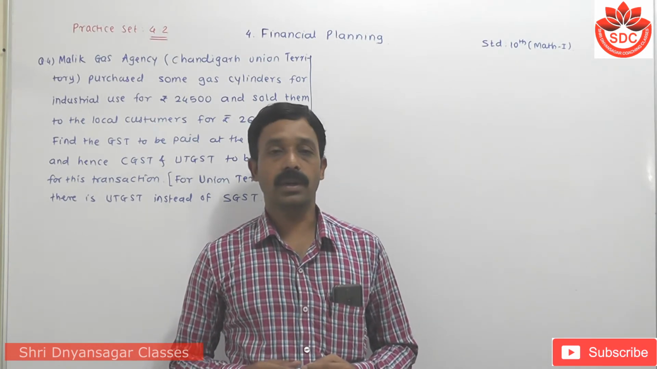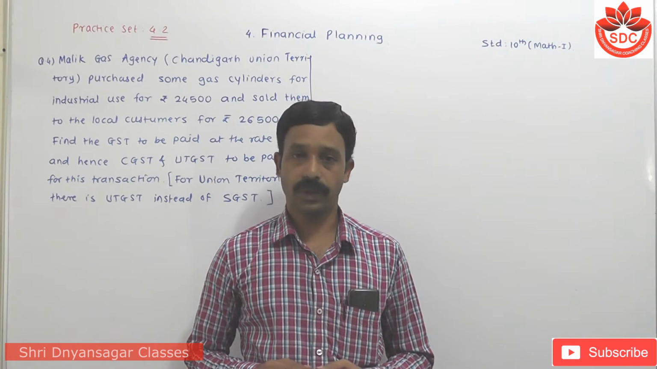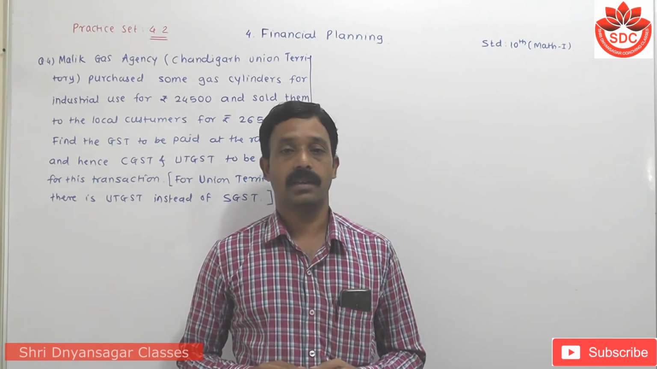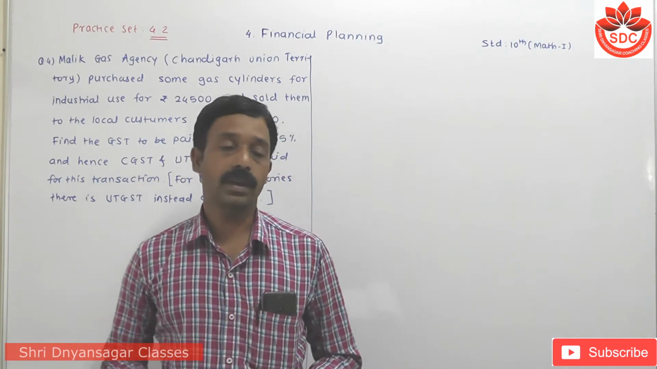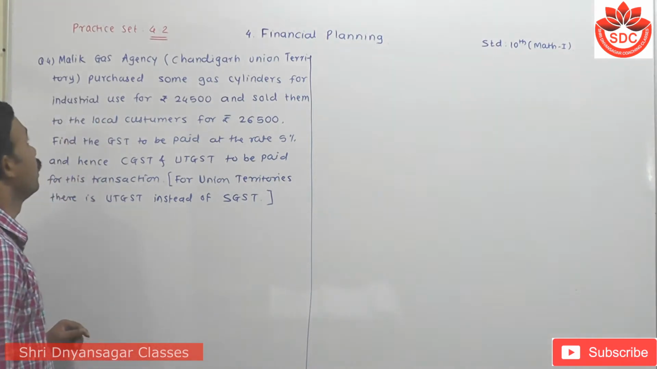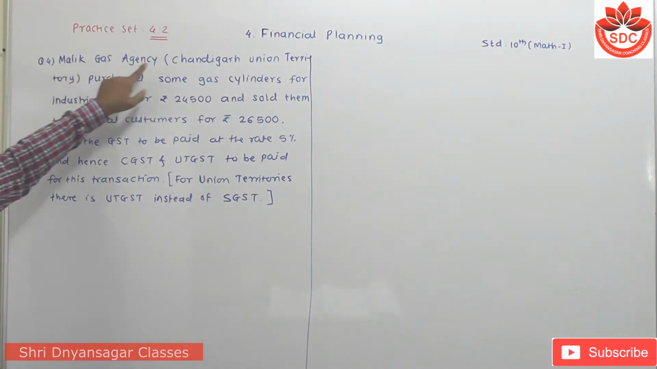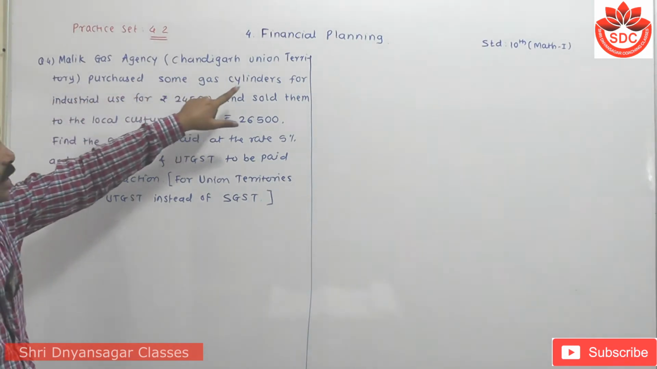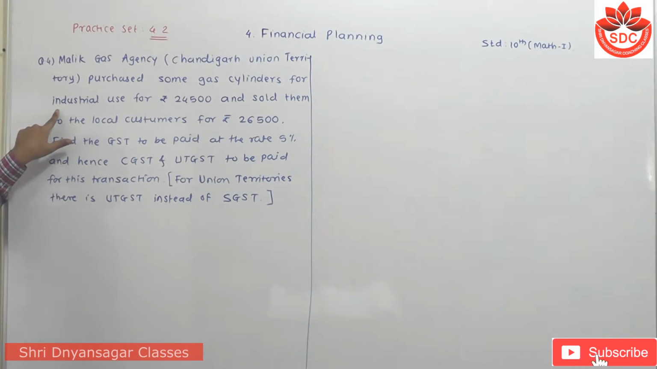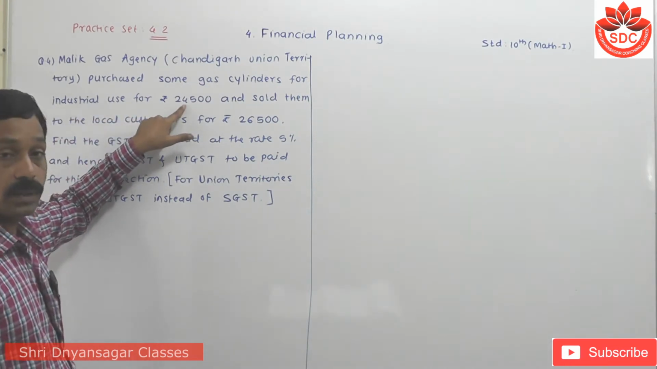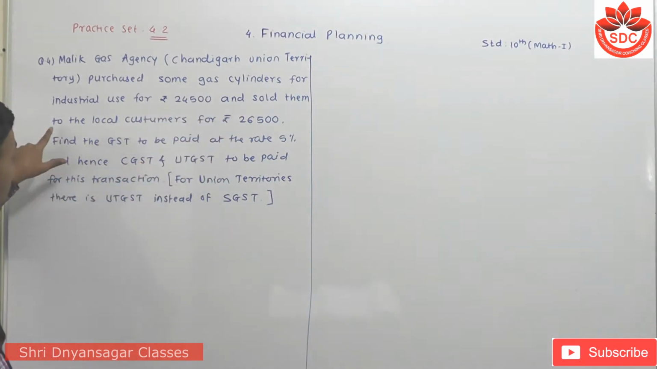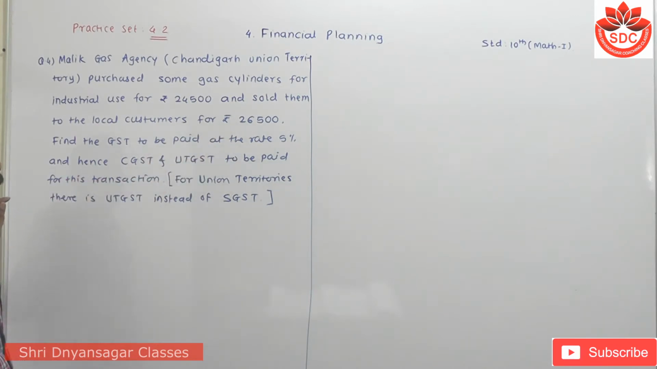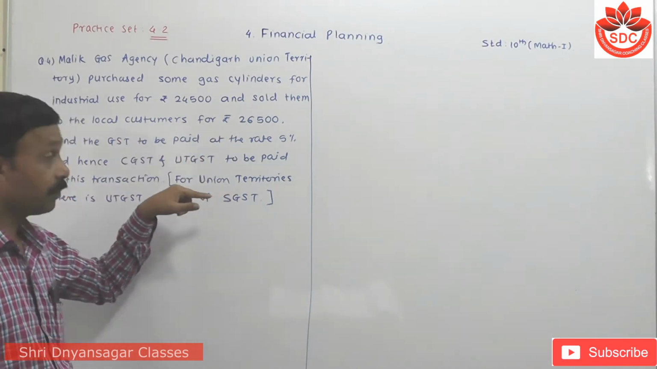Students, today we discuss the next examples of Practice Set 4.2 of the chapter Financial Planning, Mathematics Part 1, 10th standard. Now the next question, question number 4: Malik Gas Agency in the Chandigarh Union Territory purchased some gas cylinders for industrial use for rupees 24,500 and sold them to local customers for rupees 26,500. Find the GST to be paid.